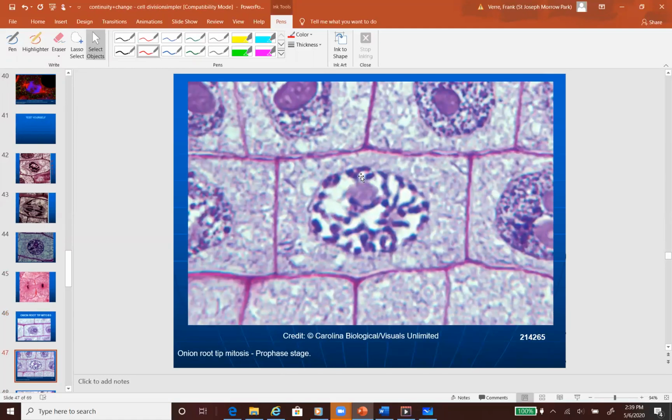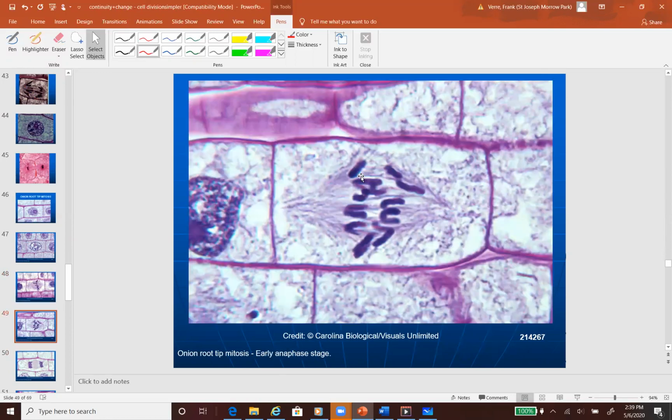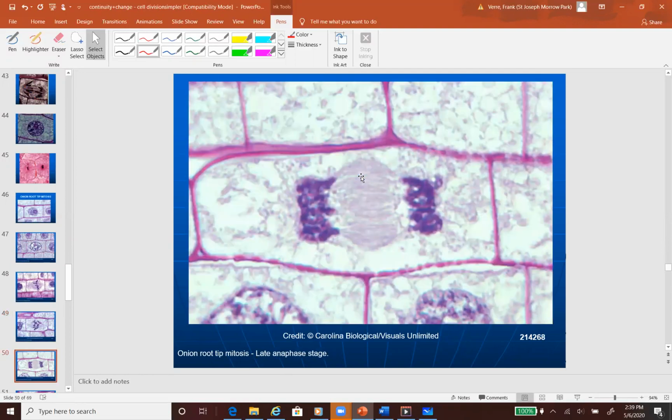Here I can definitely see the chromosomes. So this has to be prophase now because I can see the chromosomes, and the nuclear membrane at this point will start to break down. You can see metaphase beautifully here in the middle. You could see the beginnings of anaphase, right? And you can say that maybe this is late anaphase, but possibly early telophase, like the example I said.